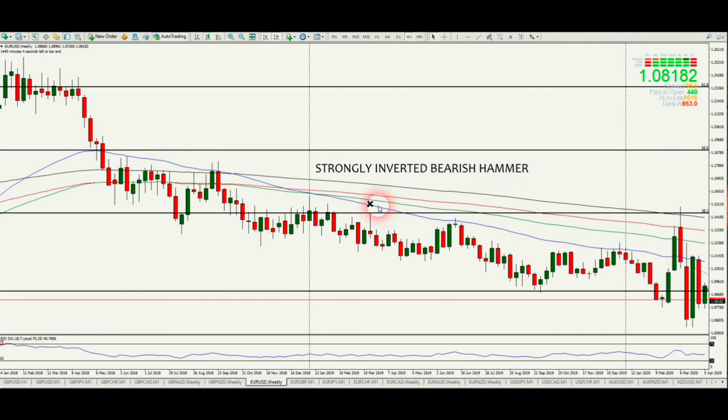The bears have been gathered here, waiting for this opportunity to leap in, drive the price down, and they've driven the price back. So this candle opened there and it's closed there, so they've driven the price right back, and the bear trend has continued right down the bottom of the chart. So that's your strongly inverted bearish hammer. Next we're going to look at shooting stars.